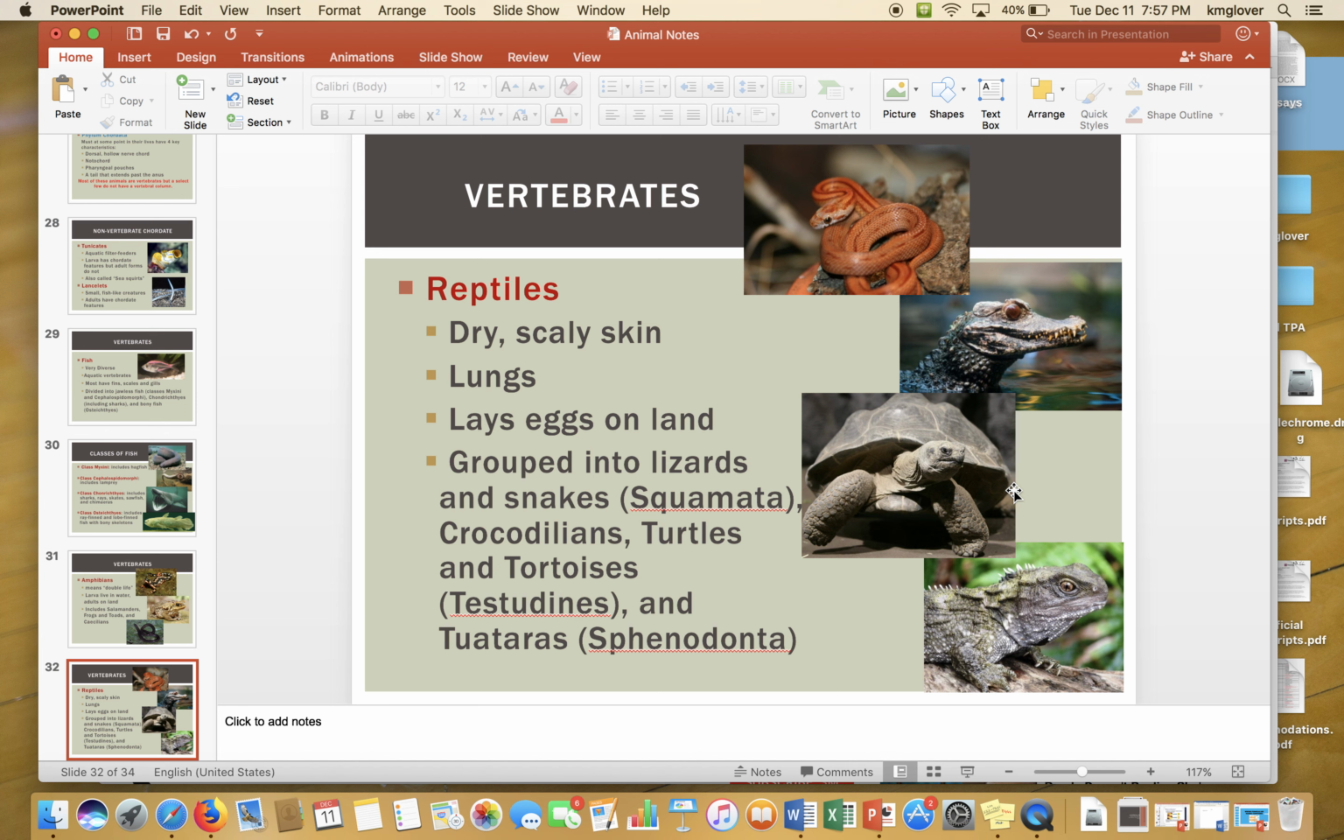Next, you have reptiles. Reptiles have dry, scaly skin. They have lungs. They lay their eggs on land. And you have snakes. You have turtles. Things like that. You know them, crocodiles. So they are also ectotherms. They also regulate their body temperature from the outside, whether they bask in the sun or look for places that are cooler and shaded, things like that. But those are the reptiles.